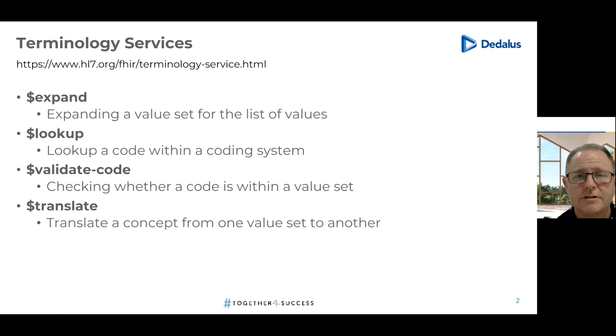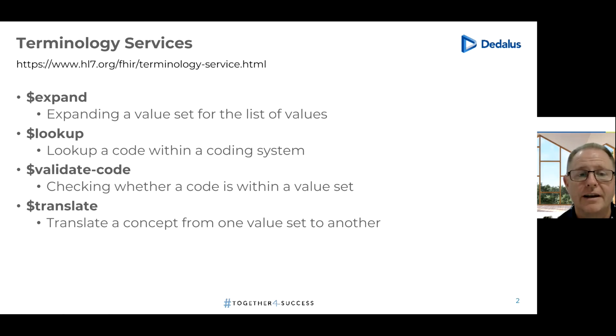The lookup operation, or $lookup, can look up a particular code in a coding system to see whether this particular code is valid in that coding system. So really useful if you're doing some sort of searching within your application and you're asking for certain criteria, and you're going to look it up against the FHIR server to see whether that thing's valid or not.